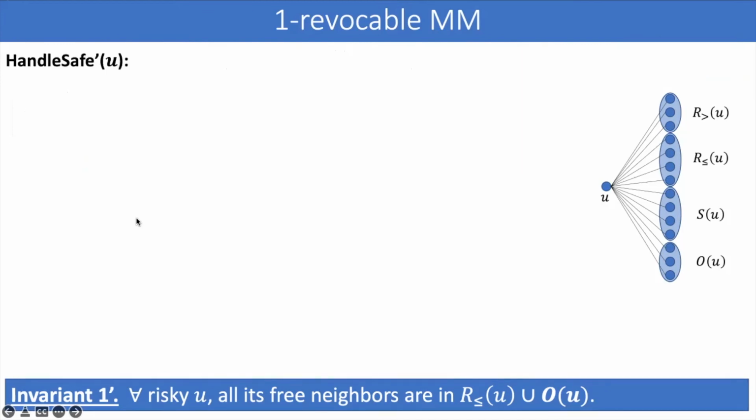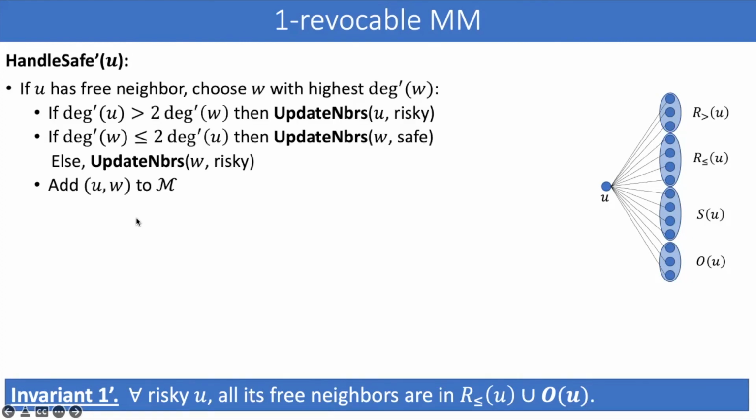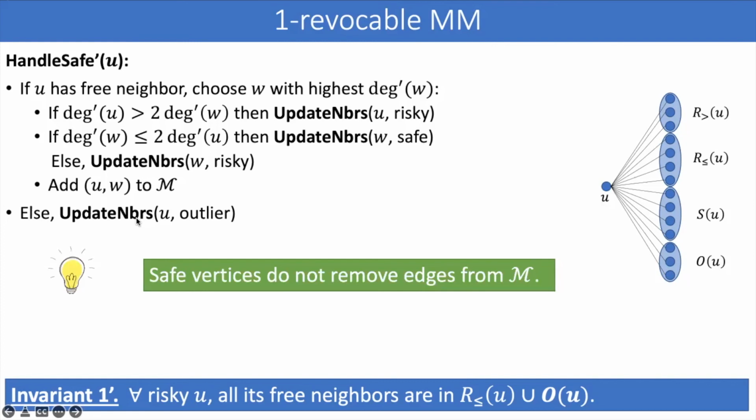The procedure for handling safe vertices is as follows. We look for a free neighbor and match it to U while maintaining the data structures. If such a neighbor doesn't exist, we mark U as an outlier and update its neighbors. The key point here is that while handling a safe vertex, we do not remove any edge from M. If U cannot be matched, we instead mark it as an outlier so as to maintain the invariant 1 prime.